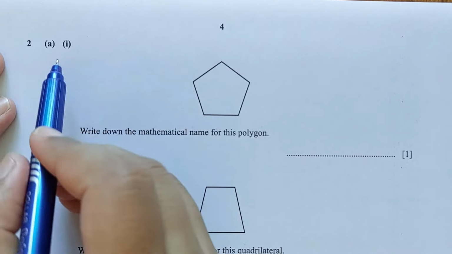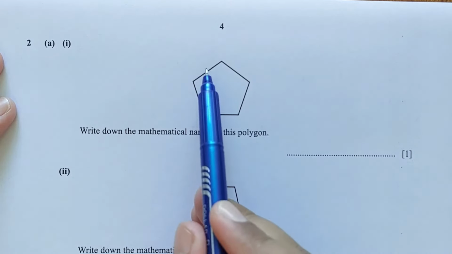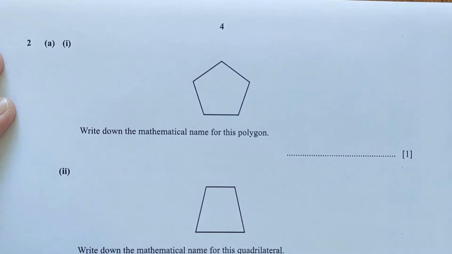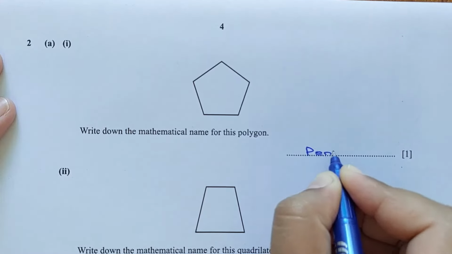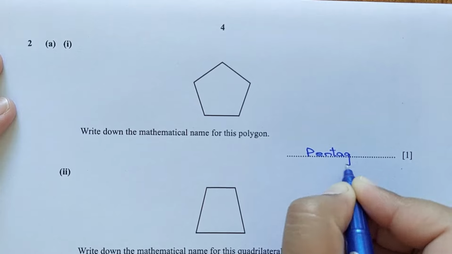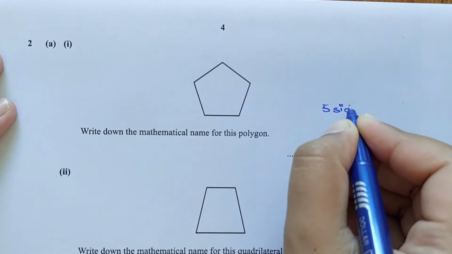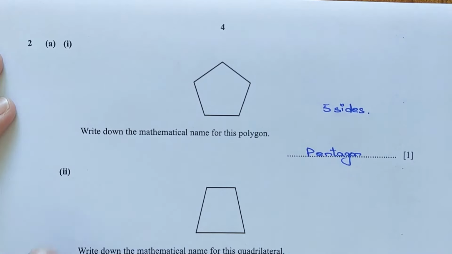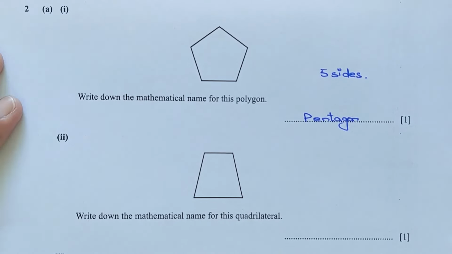Question number 2, part A. Number 1, write down the mathematical name of this polygon. So 1, 2, 3, 4, 5. A five-sided polygon is a pentagon. Now for the second part, write down the mathematical name of this quadrilateral. So this quadrilateral is a trapezium.